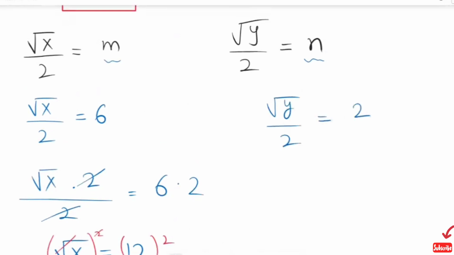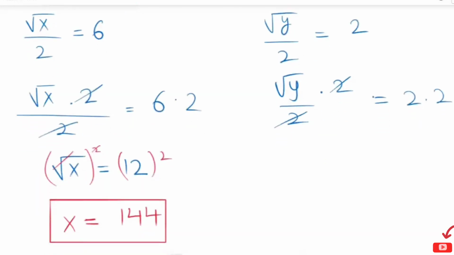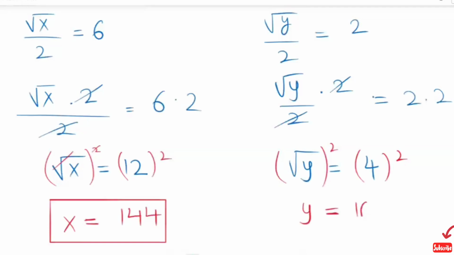Here again, root y over 2 is equal to 2. This 2 is dividing, so it will be multiplied on both sides. This and this get cancelled. Here root y is remaining. For removing this root, I will square both sides. So here I got the y value, that is 4 times 4, which gives us 16. So the value of y we got is 16.